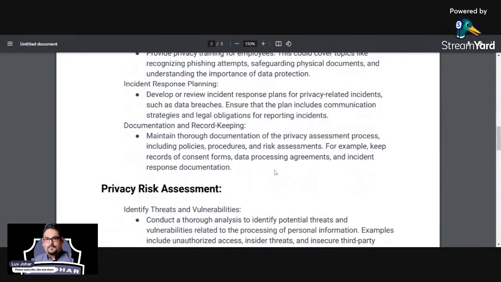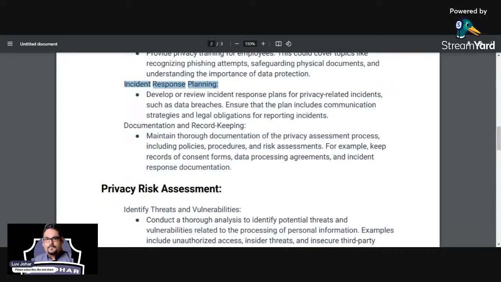Then you have documentation and record keeping. You have to maintain thorough documentation of the privacy assessment process, including policies, procedures, and risk assessment. So you have to make sure that you keep the records of the consent forms that you have received from the individuals whose personal data you are processing, as well as data processing agreements in place with the vendors, and incident response documentation as well for responding to the incidents that we have just discussed.